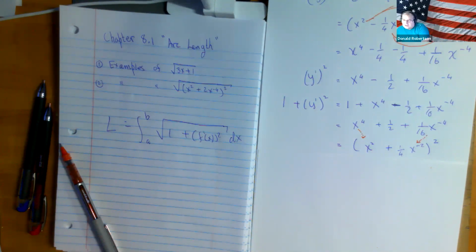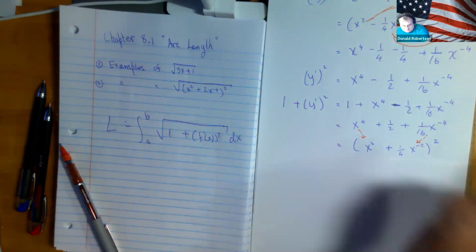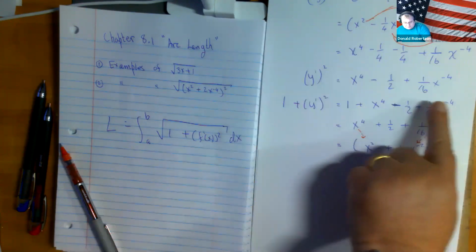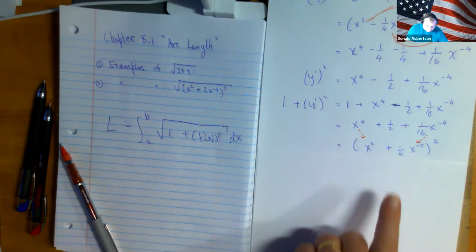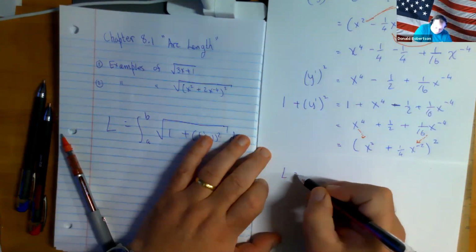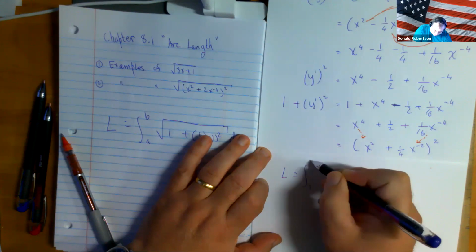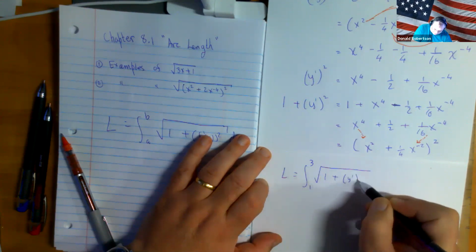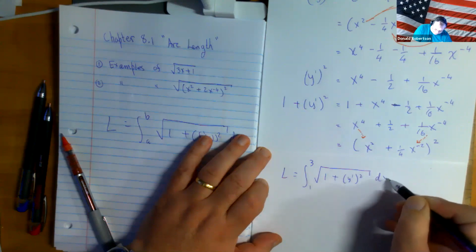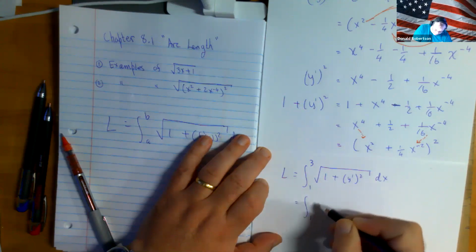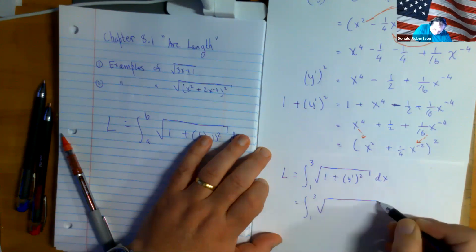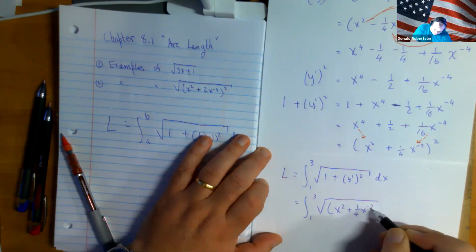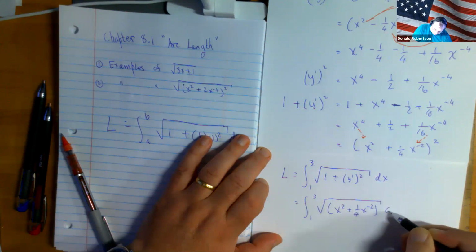Now it's almost like magic, isn't it? That this weird thing up here eventually became a perfect square. So we can now get the arc length. It's going to be the integral from x equals 1 to 3, the square root of 1 plus the derivative squared. It's going to be the integral from 1 to 3, the square root of x squared plus 1/4 x to the negative 2 dx.